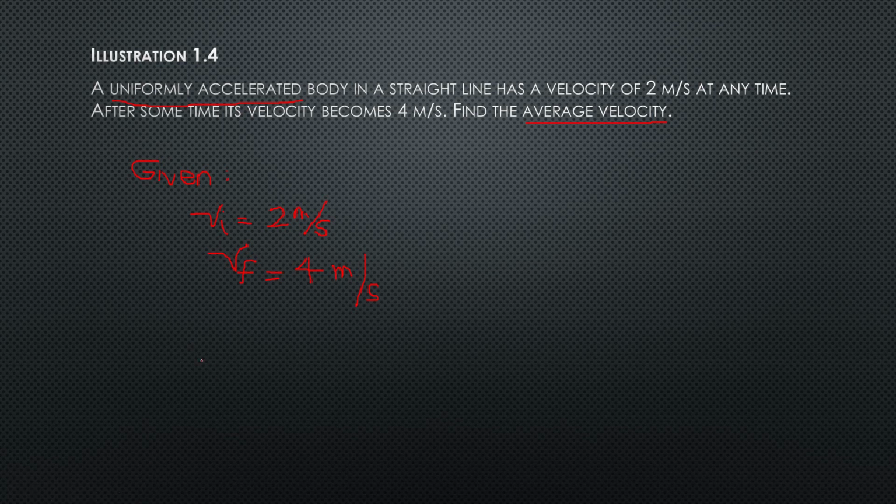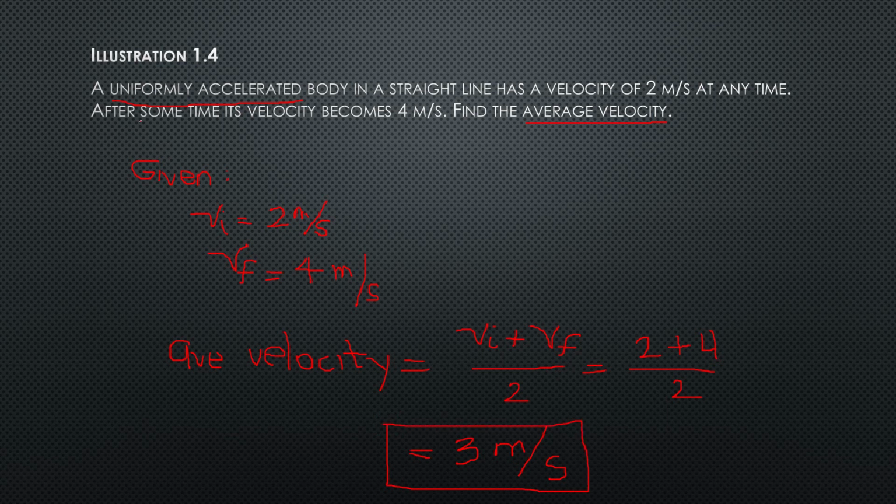Now, what is the formula for average velocity? Average velocity is equivalent to initial velocity plus final velocity over 2. So this will give you 2 plus 4 over 2. So the average velocity is 3 meters per second. This will be the average velocity. Take note, these problems fall under uniformly accelerated body or constant acceleration.